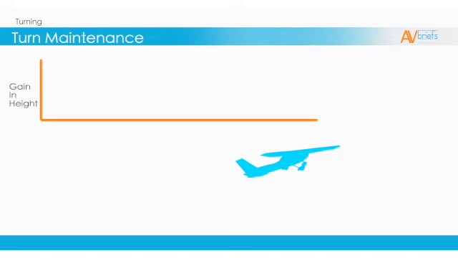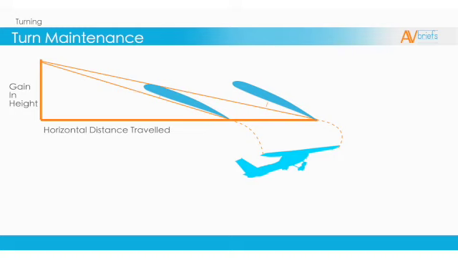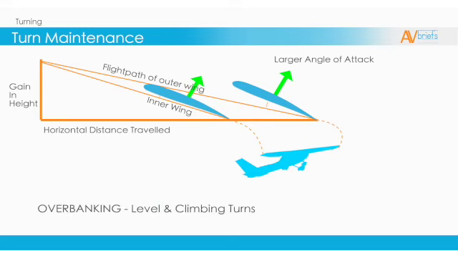Let's take a climbing turn. We can graph this to make it easier to visualize. In a left climbing turn, the outer wing travels a greater distance, due to the direction of the turn. This creates more lift in that wing. But then there's another factor. The outer wing is also assuming a larger angle of attack, due to the fact it is gaining more height than the inboard wing. This again creates more lift. So in a level turn, and in a climbing turn, the airplane will want to overbank. It will want to bank more than you ask it to.